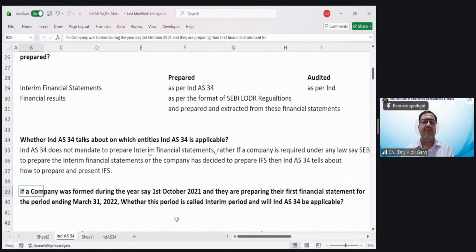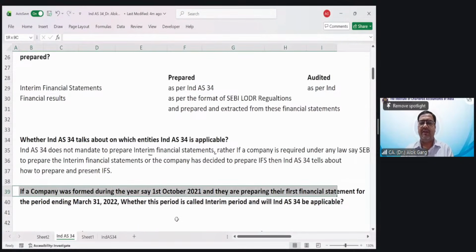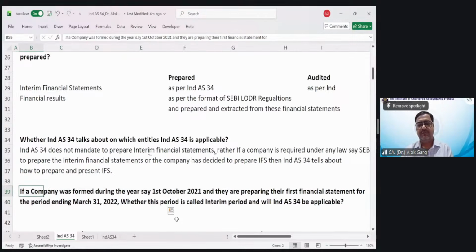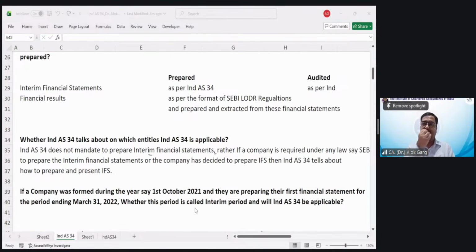If a company was formed during the year, say on 1st October 2021, and it is preparing its first financial statement for the period ending 31st March 22, whether this period is called an interim period and whether Ind AS 34 will be applicable? Tell me yes or no.